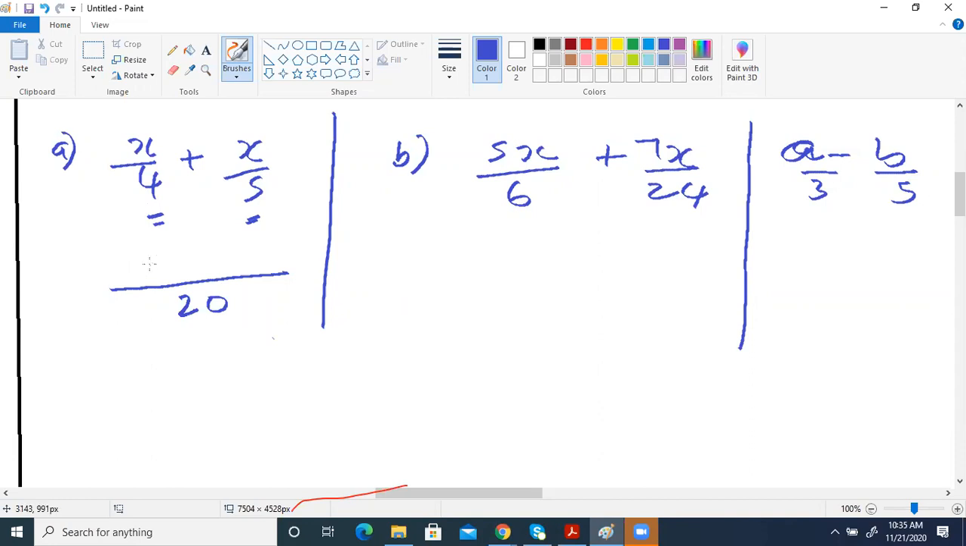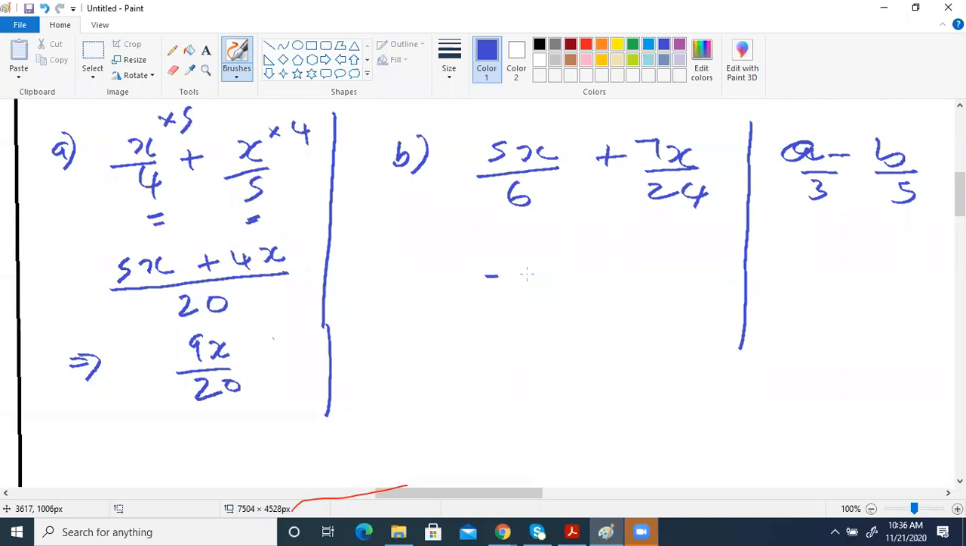4 into 20 goes 5 times, so we get 5x, and then 5 into 20 goes 4, so we have plus 4x over 20. So this is 9x over 20. Done. All right.